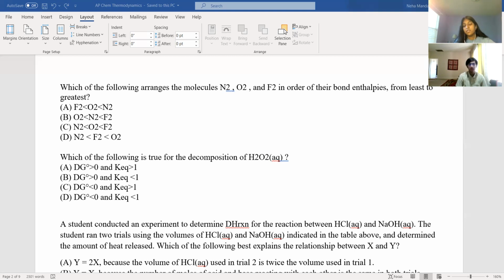Oh yeah, so F2 is a single bond, and then O2 is a double bond, and N2 is a triple bond. So I guess that's why. So it just has to do with the number of bonds. Yes, N2 is a triple bond, so that is why. You have to look at that when you're considering this. And just to clarify something, more bonds means shorter bond length, right?